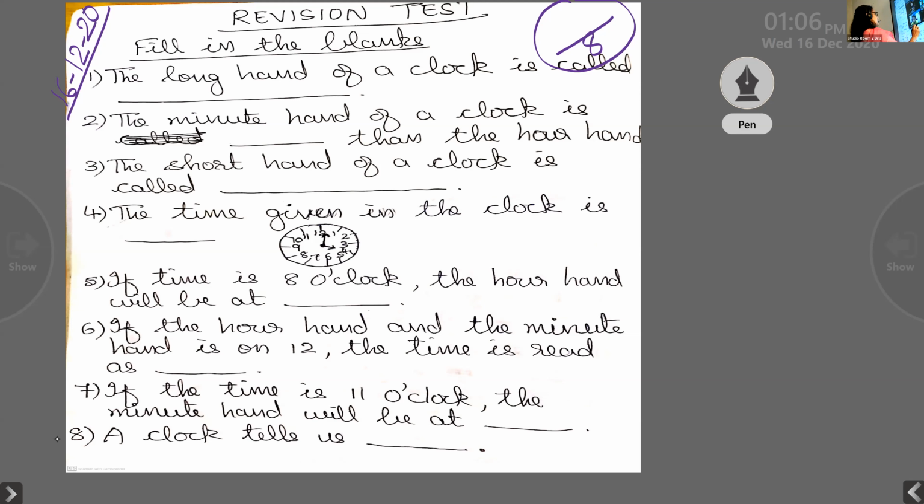In the fourth question, a small clock is there. The hands are also drawn. You have to just write the time. The time given in the clock is dash.